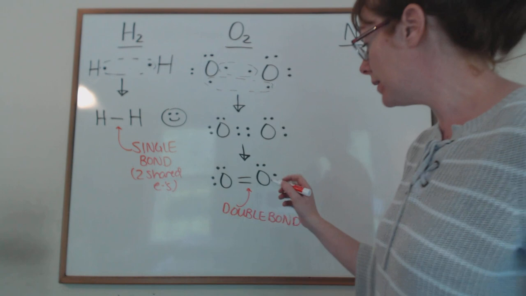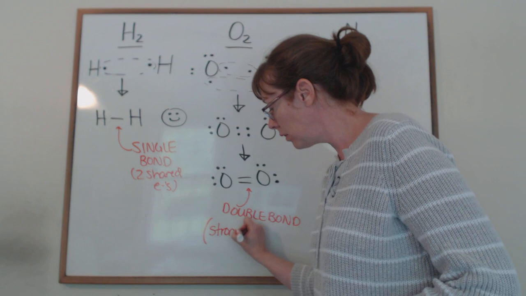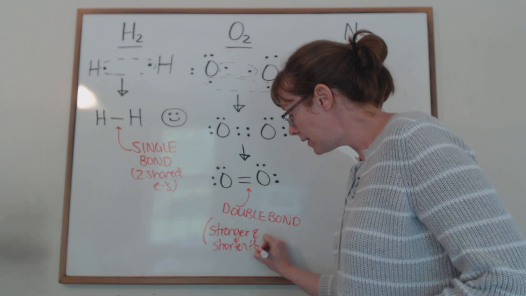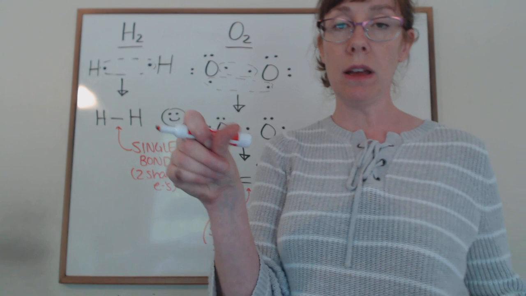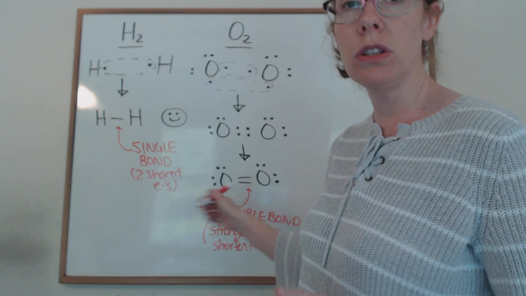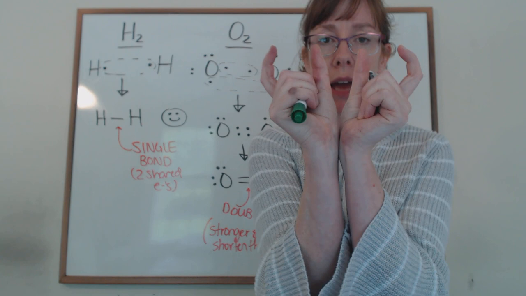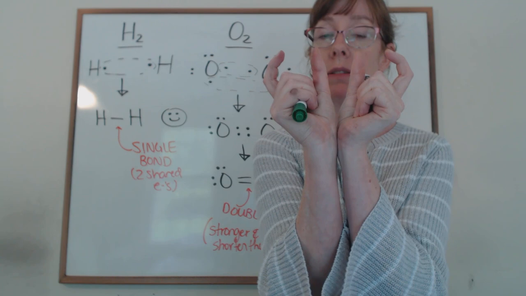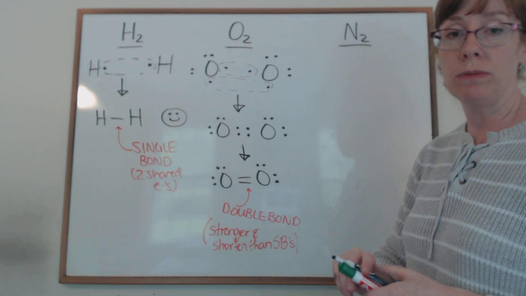What I do want to tell you about double bonds is this. Double bonds are stronger and shorter than single bonds. Picture having two pieces of tape holding a gift wrap together. It's going to be stronger, just like two bonds. And then in addition, the double bond will literally draw the two atoms ever so slightly closer together than a single bond would have. So they are shorter bonds than single bonds. So stronger and shorter. Let's move on to N2, nitrogen, two nitrogen atoms.